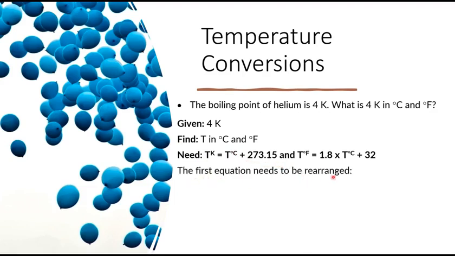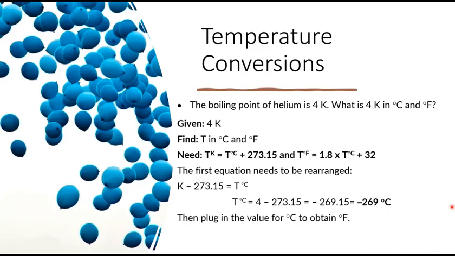The first equation needs to be rearranged. We need to take the temperature in Kelvin and subtract from it 273.15. That will give us the temperature in degrees Celsius. We just need to input then the 4 Kelvin minus 273.15, which will result in negative 269.15. Because our first term ends at the ones place, our answer needs to be rounded to the ones place as well. Therefore, in degrees Celsius, the temperature is negative 269 when helium boils.